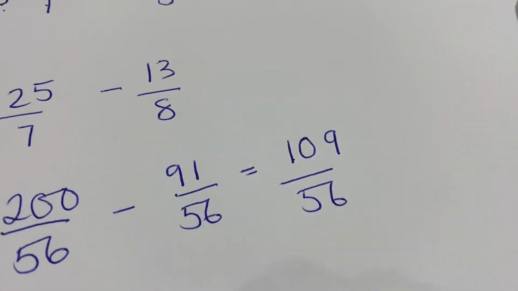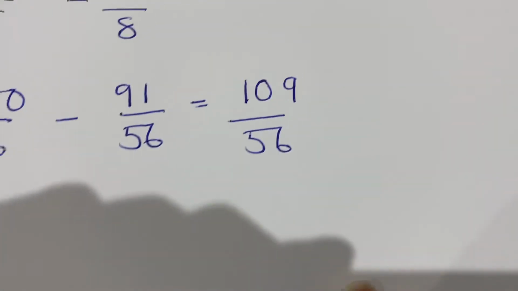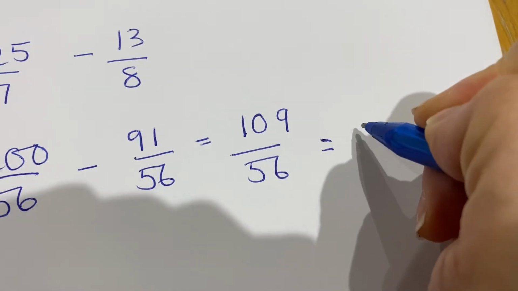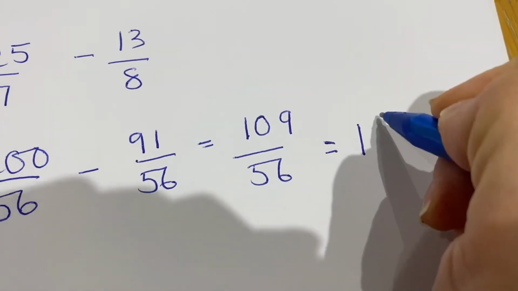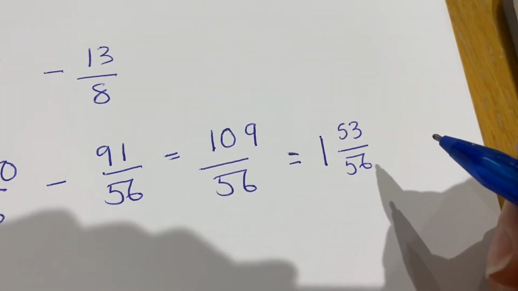That's an improper fraction. It's very top heavy. So I need to see if I can change that into a mixed number. Now there's one lot of 56 in 109 and 53 left over, and I don't think that can be simplified.